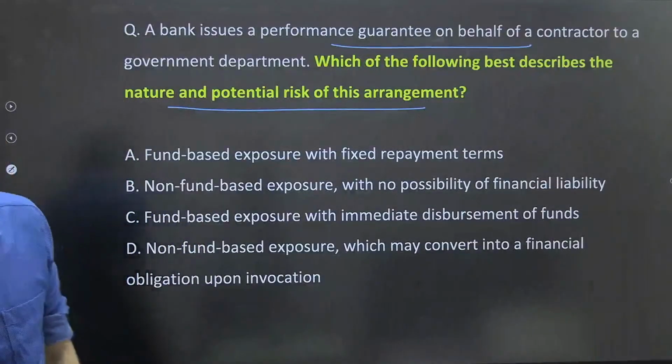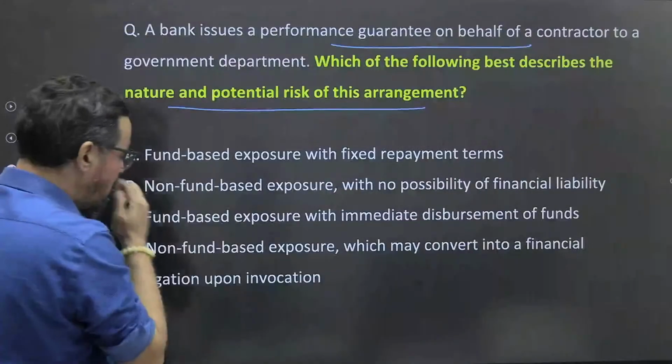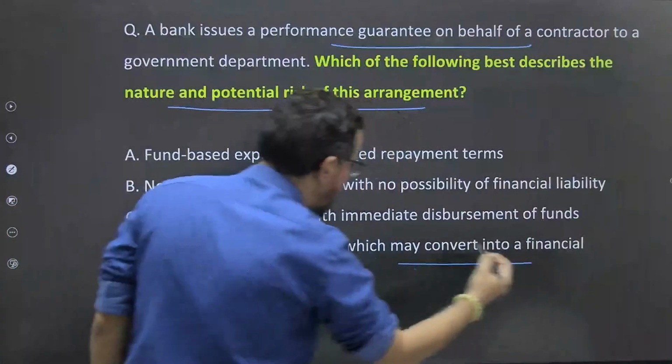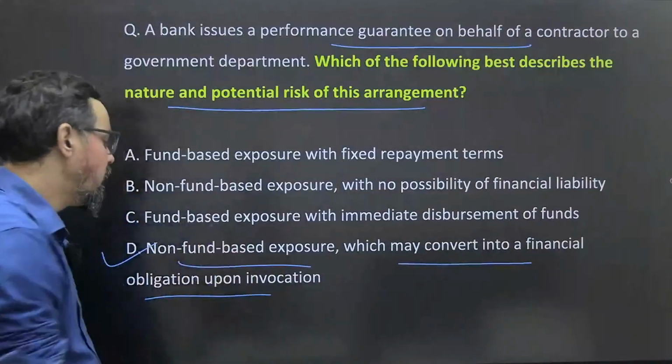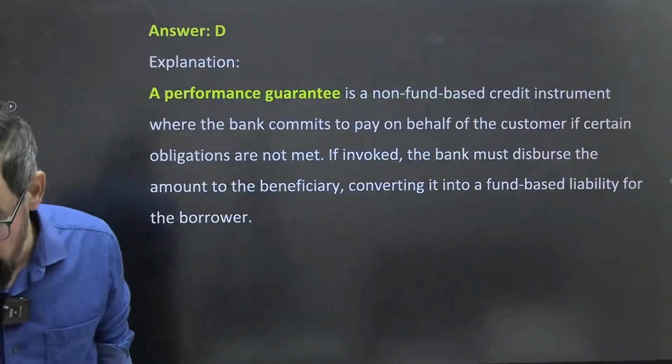क्या होगा आंसर? D होगा. Munna sir is saying D होगा. Non-fund based exposure which may convert into a financial obligation upon invocation. 100% true. ठीक है, कोई डाउट नहीं है इस क्वेश्चन के अंदर.